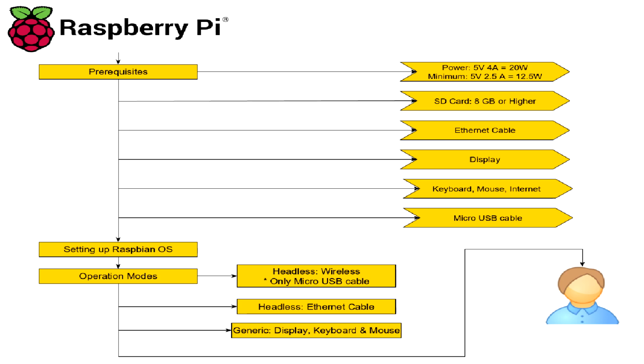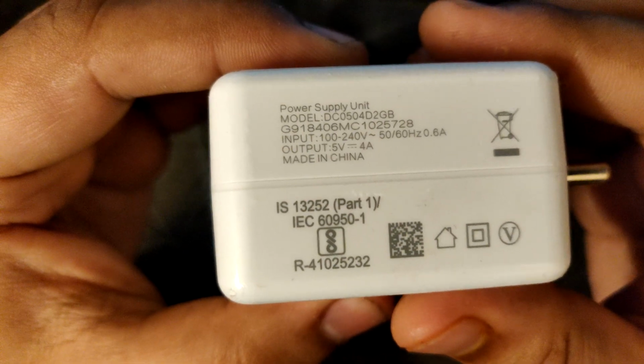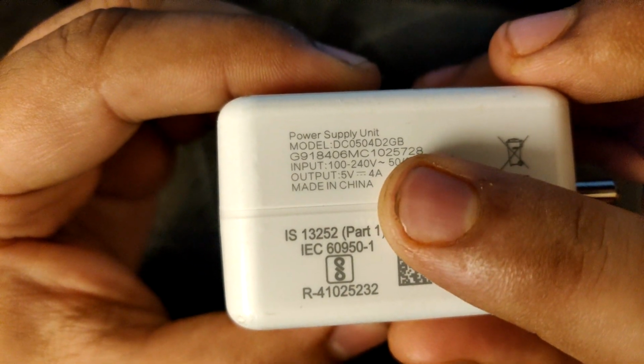First, the power requirements. The minimum power requirements of the device are 5 volts and 2.5 amps, which is equal to 12.5 watts. I'm using the OnePlus 6T's dash charger in order to provide 5 volts, 4 amps, which is equal to 20 watts, in order to compensate for any power outages.